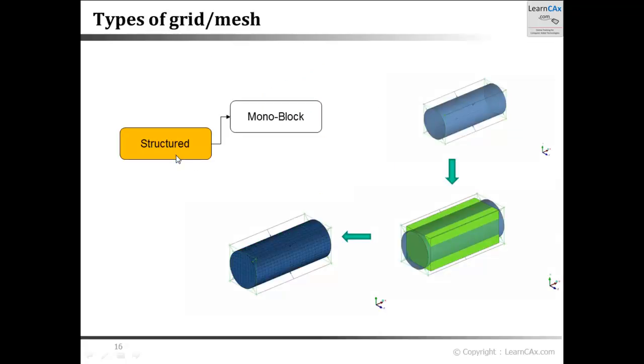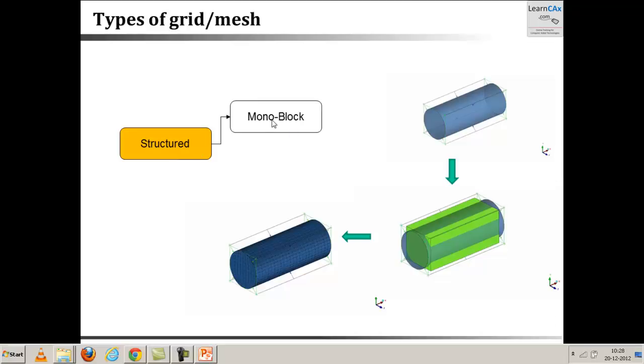Next is structured. In structured, we will first see the monoblock. What we mean by monoblock is, for preparing the structured mesh, a single type of block is used to cover the entire geometry. This is also used for simple types of shapes where a single block is sufficient for covering the entire CAD model. So let's see an example of a cylinder.